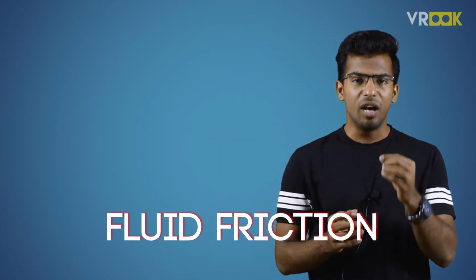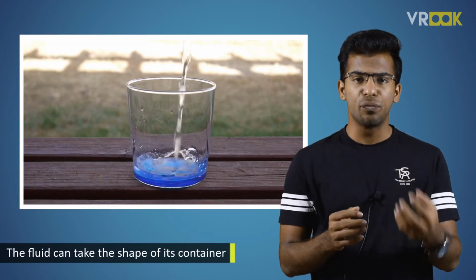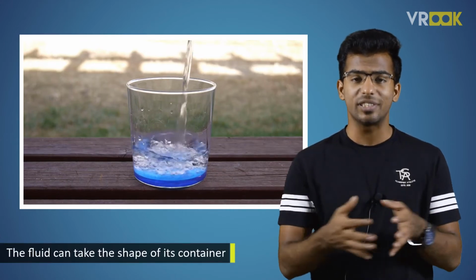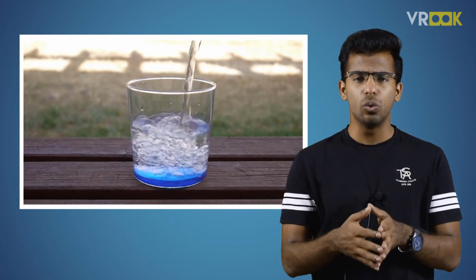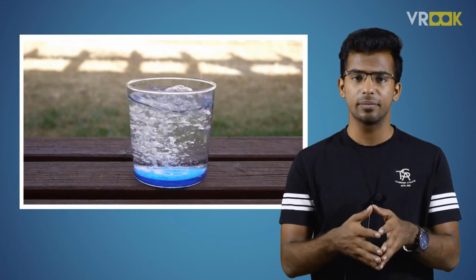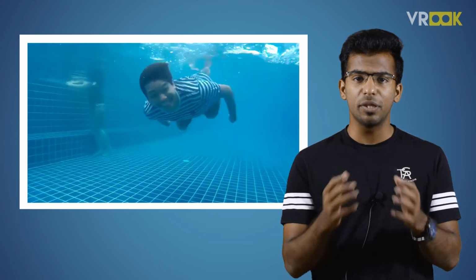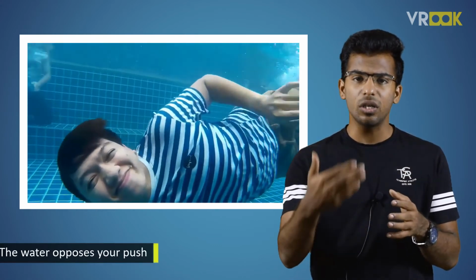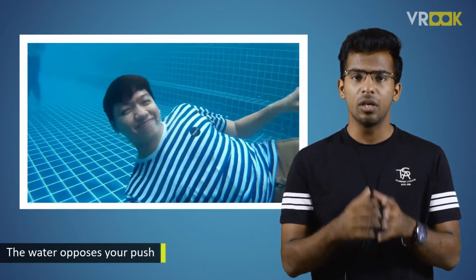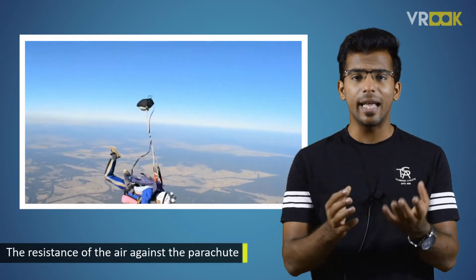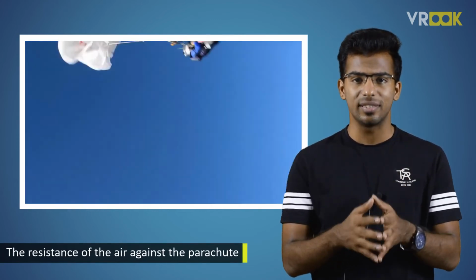The next type is the fluid friction. A fluid is a substance that can flow and take the shape of its container. Fluid includes liquid and gases. If you have ever tried to swim in the pool, you would have experienced fluid friction. The water opposes your push. Now, another example is a skydiver. He is falling towards the earth with a parachute. The resistance of the air against the parachute slows his descent.